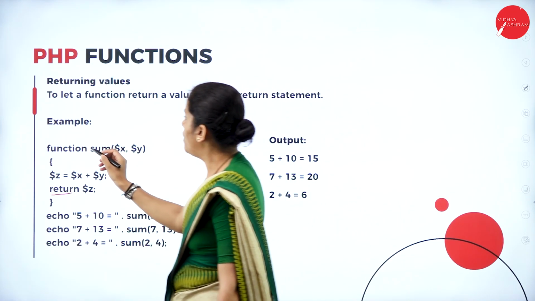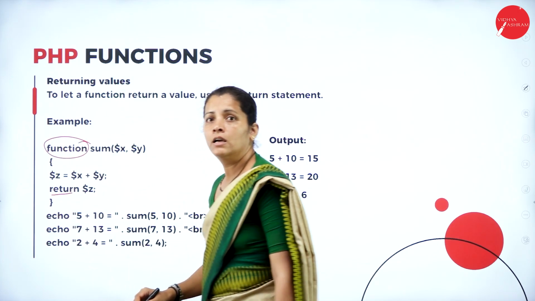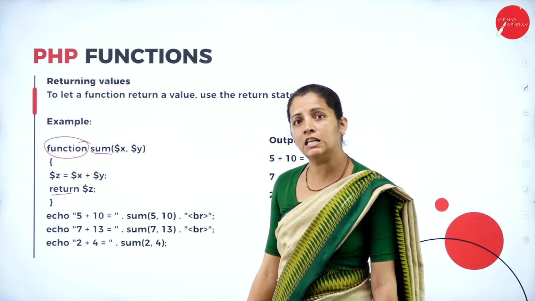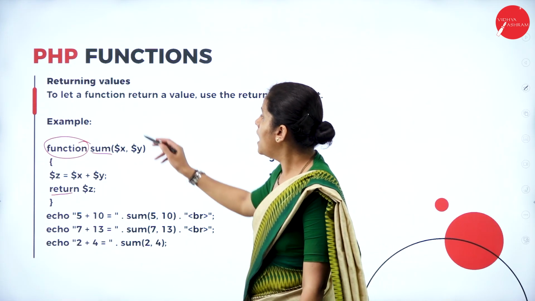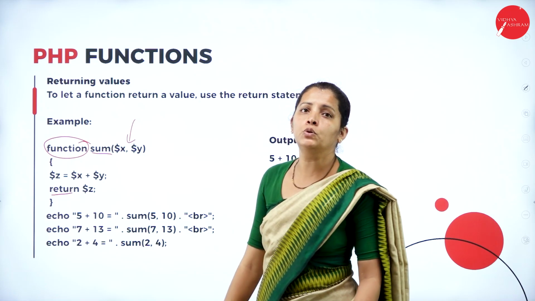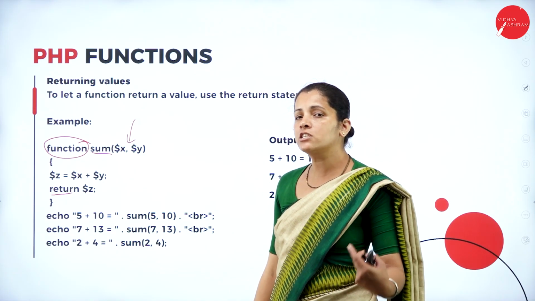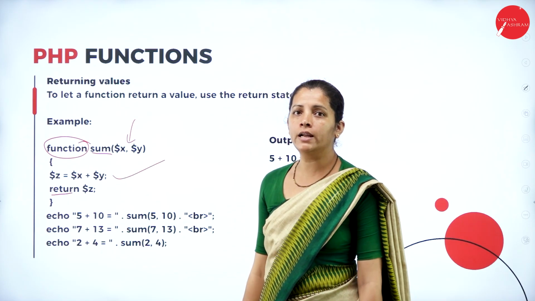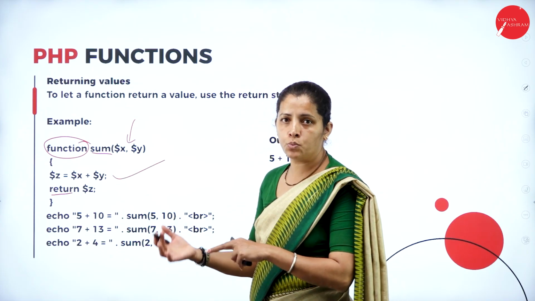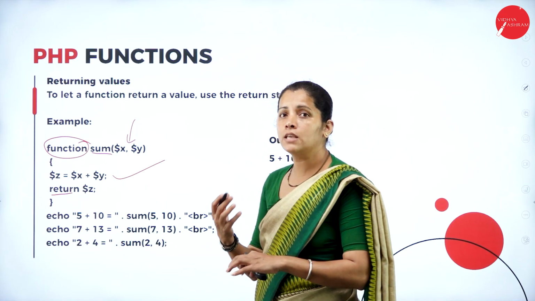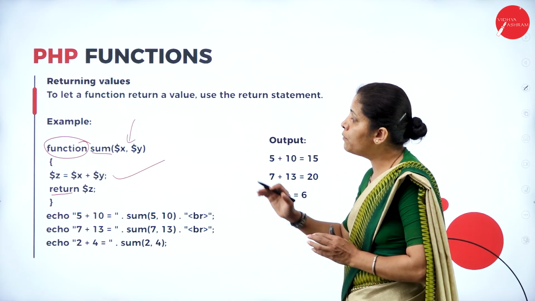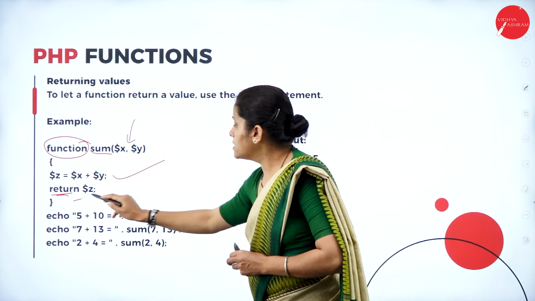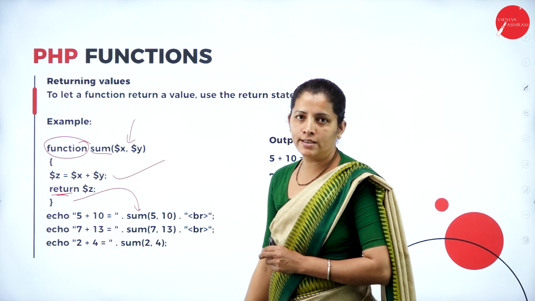Function is the keyword. What is the function name? That's sum, itself my function name. How many arguments do I have? Two arguments. Which are the two? X and Y. I'm going to perform the summation, Z equals X plus Y. After performing the summation, I want to return the value, and that value is accepted by the function call.